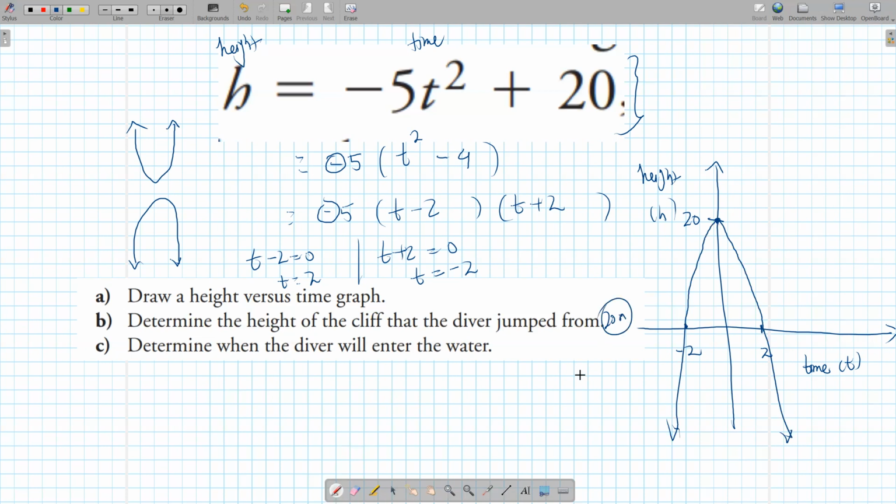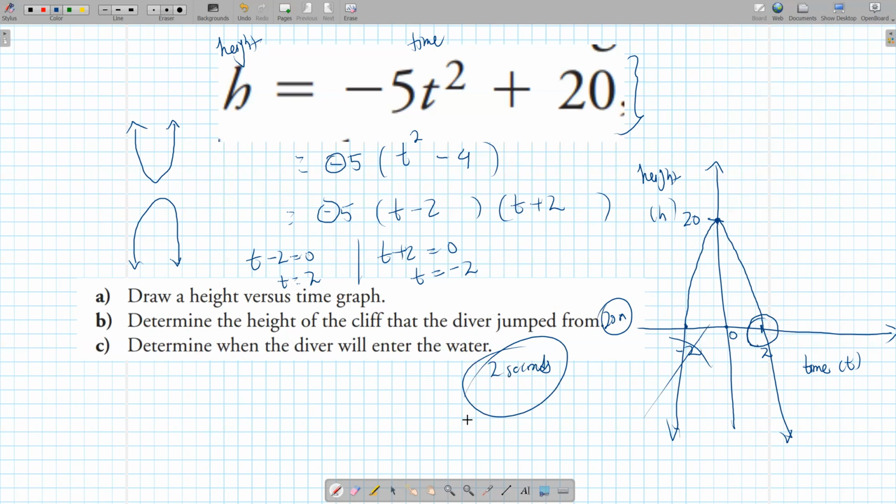He jumped from a height of 20 meters or whatever the unit is. Determine when the diver will enter the water. So after how long is he going to hit the water? We already have this as well. Right here. How long did it take for the height to be 0 is what they're asking. They're just asking for the x-intercept. Time cannot be negative, so we can ignore this. The answer is after 2 seconds, he's going to hit the water.